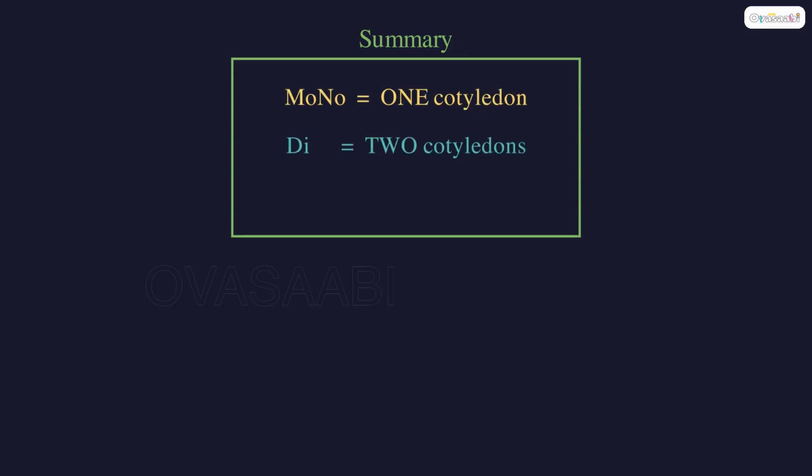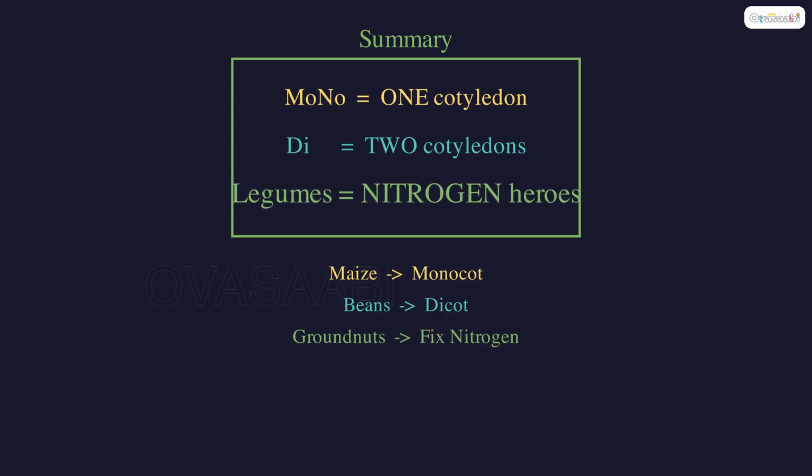Remember this: mono means 1 cotyledon, di means 2 cotyledons, and legumes are nitrogen heroes. Maize is mono, beans are di. Groundnuts fix nitrogen.